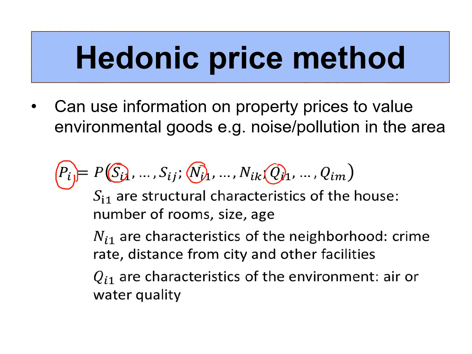So, what are the structural characteristics of the house? It's like the number of rooms, size of the house, and the age of the house. So in this case, the larger the size of the house, the higher the price of the house. And the more the number of rooms, definitely the higher the price. Right. And neighborhood characteristics are like the crime rate, distance from the city and other facilities, while the environmental characteristics are like the air or water quality. Okay.